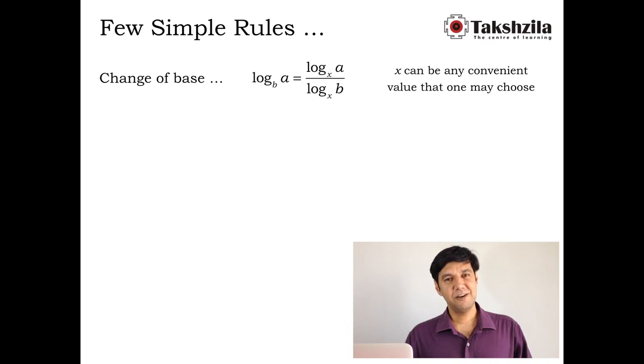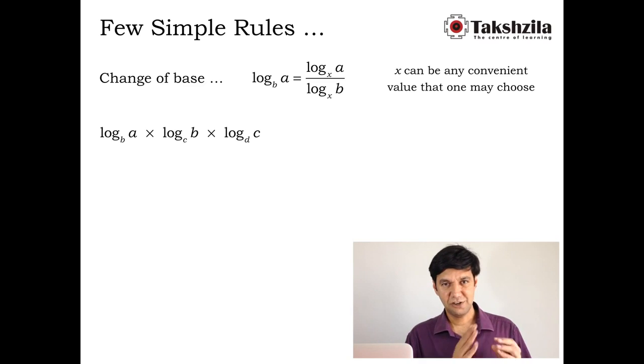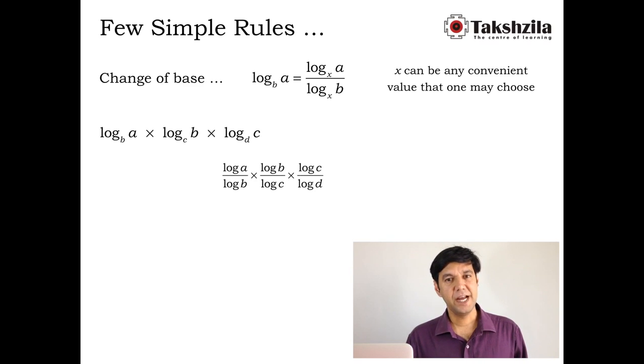An interesting result that follows from this rule is when we have log of a to the base b multiplied with log of b to the base c into log of c to the base d. This is the instance of multiplying logs that I was referring to in the previous slide, but notice here that the base is all different. We can rewrite this expression as log of a divided by log of b into log of b divided by log of c into log of c divided by log of d. Log b cancels, log c cancels, we are left with log of a divided by log of d.